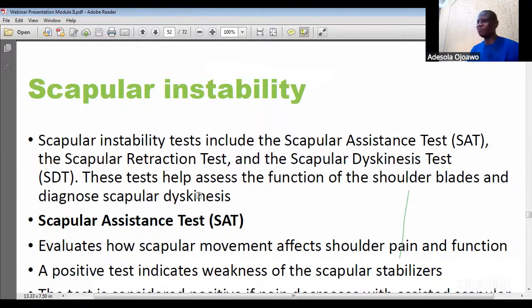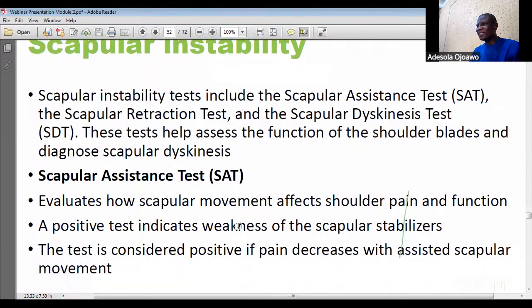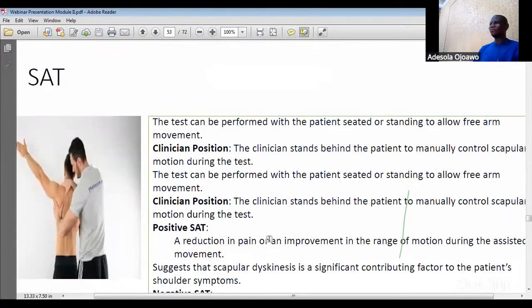How do you test them? Evaluate with the scapular assistance test, SAT. Evaluate how scapular movement affects shoulder pain and function. A positive test indicates weakness of the scapular stabilizers, that's subscapularis, serratus anterior, and the supraspinatus and infraspinatus. The test is considered positive if the pain decreases with assisted scapular movement. How do you do that?